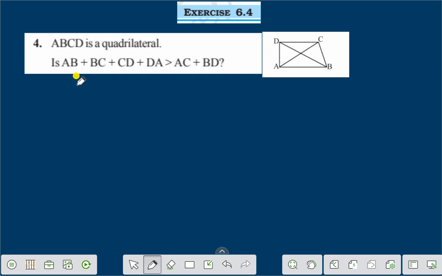Hello everyone. Today we shall discuss exercise 6.4 question number 4. ABCD is a quadrilateral. Is AB plus BC plus CD plus DA greater than AC plus BD? Let us check.